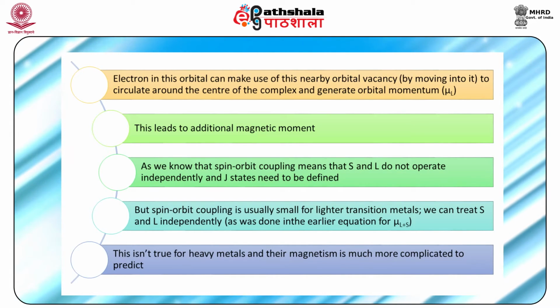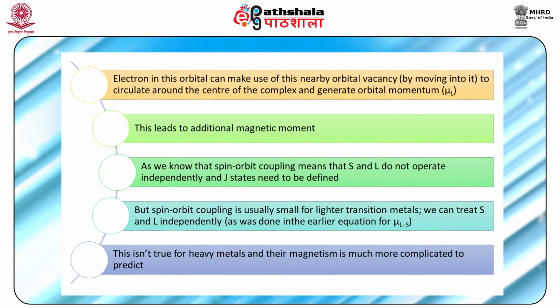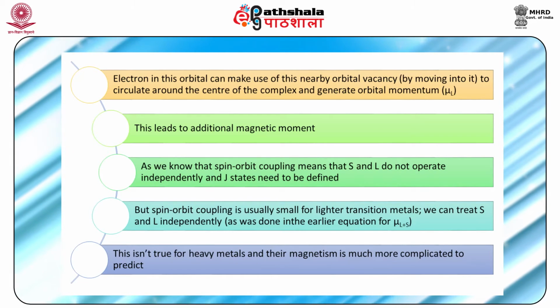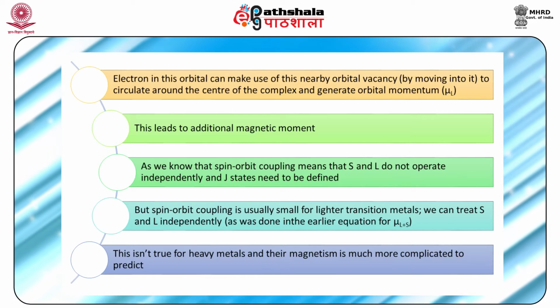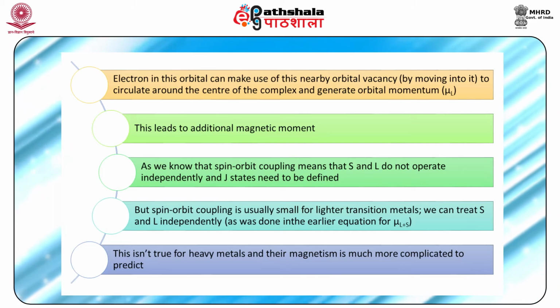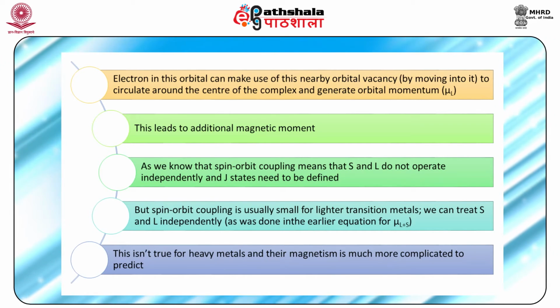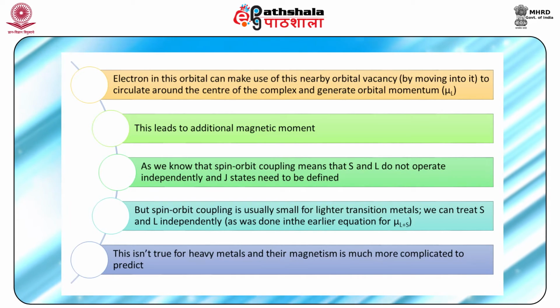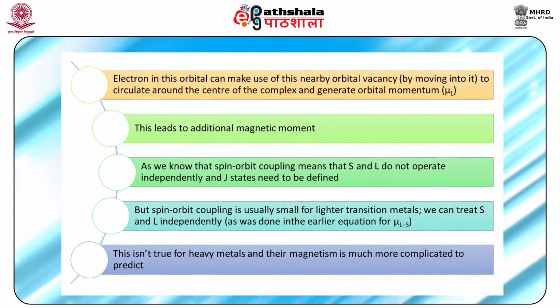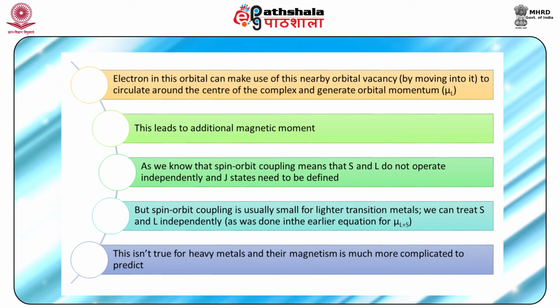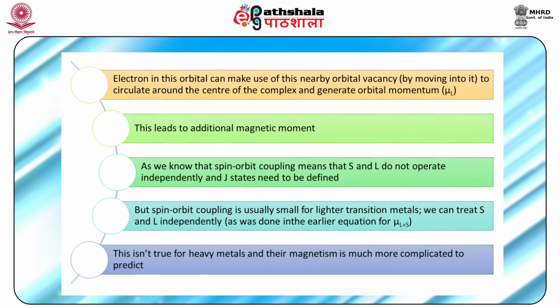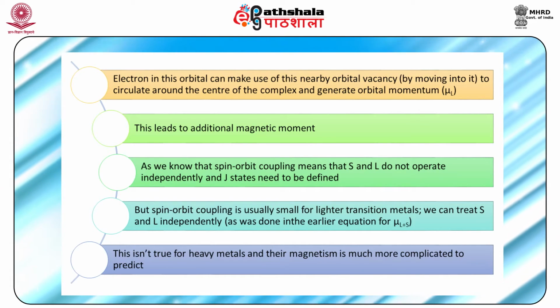Now the electron in this orbital can make use of this nearby orbital vacancy to circulate around the center of the complex and generate orbital momentum. It explains mu L. This leads to additional magnetic moment, as we know that spin orbit coupling means that capital S and capital L do not operate independently and J states need to be defined. But spin orbit coupling is usually small. For lighter transition metals, we can treat S and L independently. This is not true for heavy metals and their magnetism is much more complicated to predict.